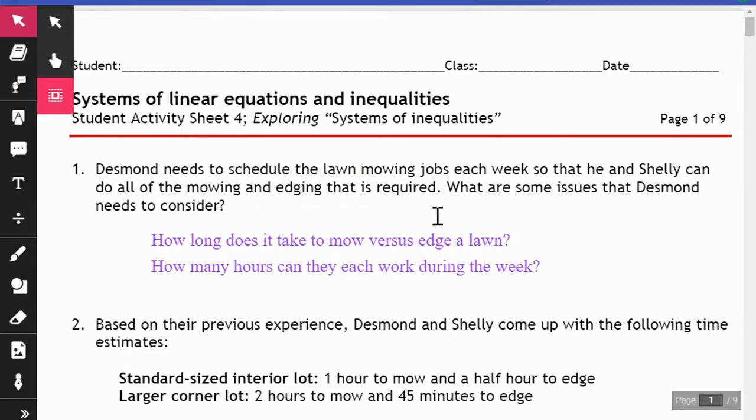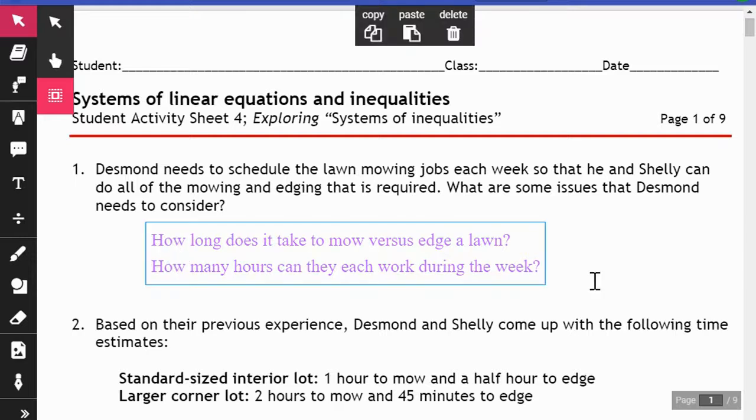Okay. And what are some issues they might consider? Well, there are a million issues they might consider, all sorts of stuff. But to keep things simple, these are the 2 variables we're going to consider. How long will it take to mow a lawn versus edge a lawn? Sometimes that takes different amounts of time. In fact, it almost always takes different amounts of time.